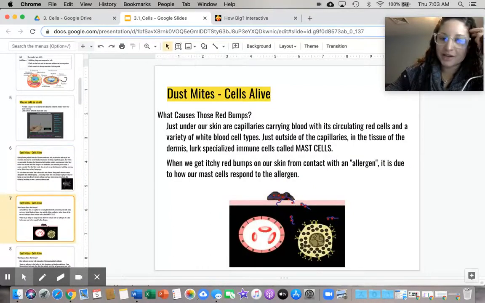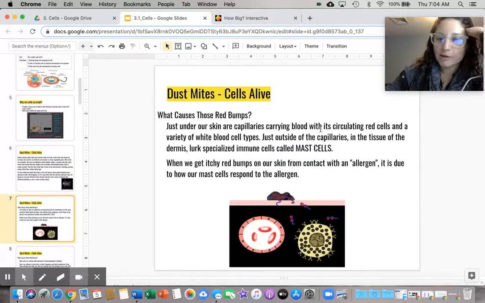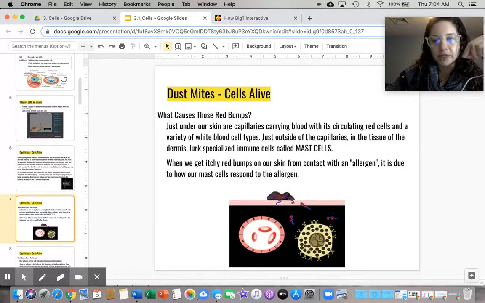So if you are curious about why you might get red bumps from dust mites, if you are allergic to them, it says just under our skin are capillaries. Those are blood vessels carrying blood with its circulating red blood cells and a variety of white blood cells. So red blood cells are your basic blood cell. They deliver oxygen to your cells. The white blood cells are your immune system.